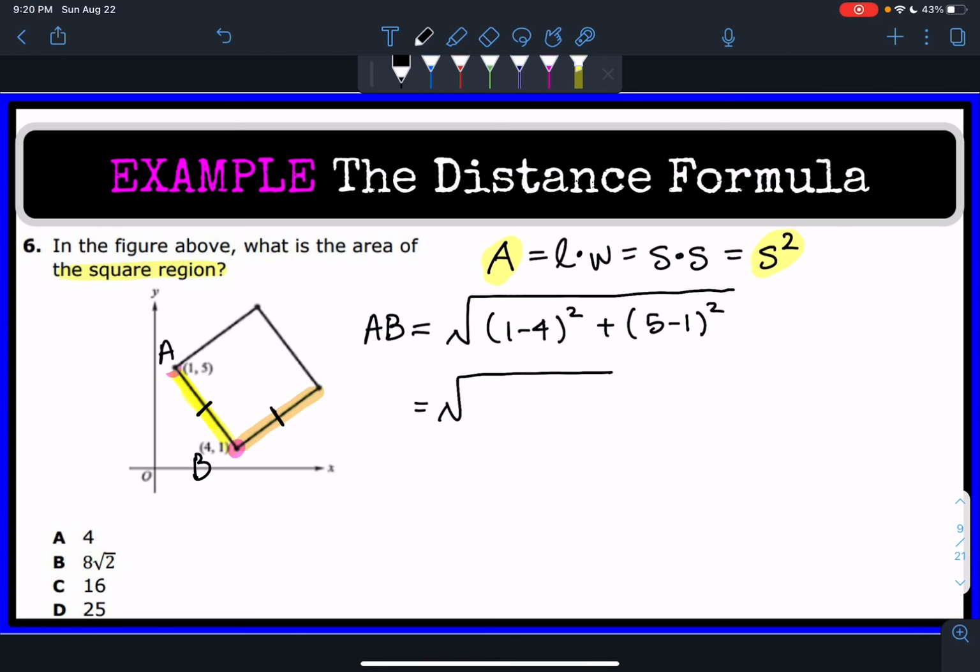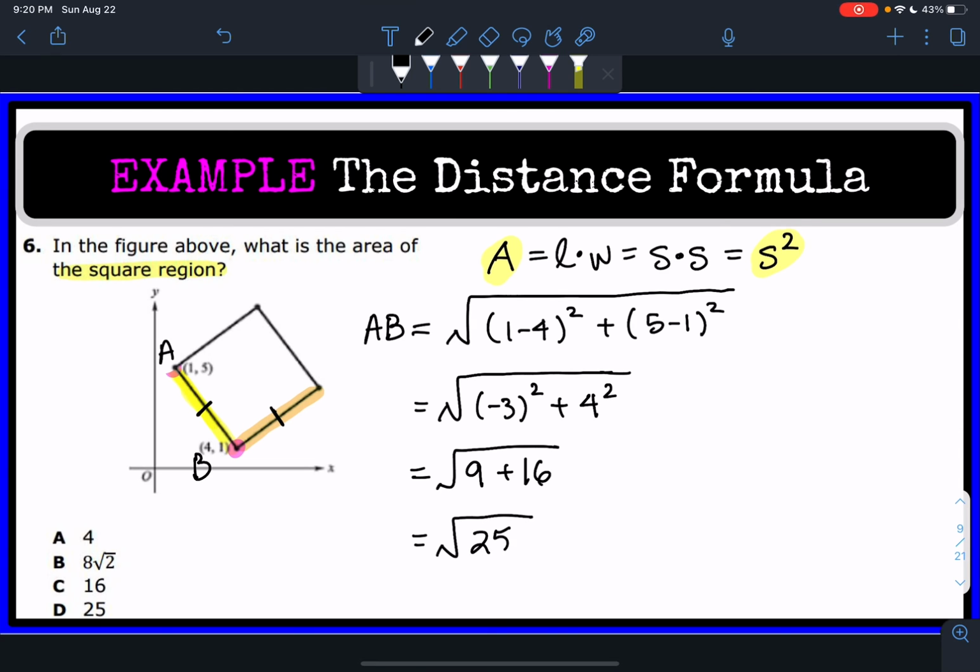Well, 1 minus 4, that's equal to -3. 5 minus 1 is equal to 4. Again, both of those numbers get raised to the second power. -3 to the second power is equal to 9. 4 to the second power is equal to 16. And 9 plus 16 is equal to 25. Well, the square root of 25 is equal to 5. So the length of A to B is equal to 5.